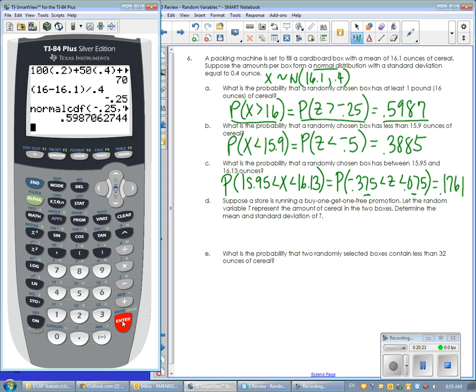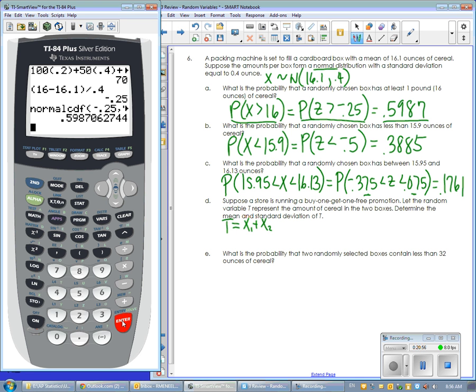promotion. Let the random variable T represent the amount of cereal in the two boxes. Now determine the mean and the standard deviation of T. So remember, T is going to equal, I don't want to say 2x, I want to say x plus x. And if you want to distinguish between the two cereal boxes, you can give a subscript. The reason I want to think of it this way is because they are two independent random variables. It's not going to make so much of a difference with the mean, but when I'm trying to find the standard deviation of the two boxes, it's going to make a difference in the formula that I use.